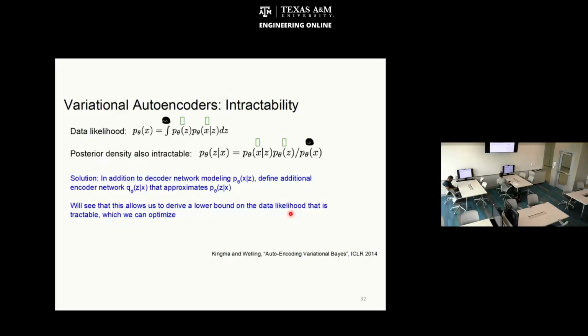In addition to the decoder network, which models the distribution of X given Z, we can define an additional encoder network parameterized by phi that approximates the distribution of Z given X. There's no magic here so far, because we can rewrite the likelihood using this additional encoder, but it's not going to change the fact that some terms are intractable until we do something, and that's what we introduced at the end.